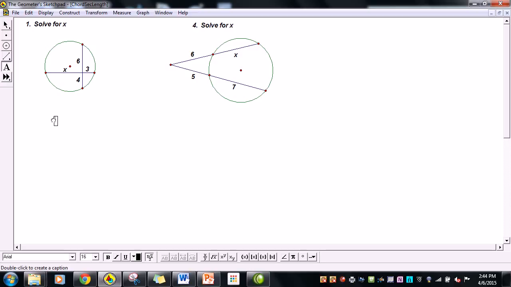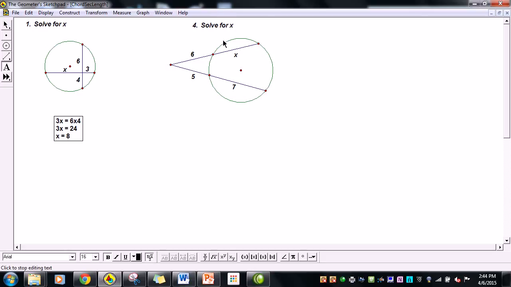Right? So I'm going to use a chord rule to get 3 times x, piece times piece, equals product of the pieces of the other chord. Right? Or 3x equals, when I multiply 6 by 4, which means x is 8. Okay, so this length here would be 8 centimeters, or 8 inches, or 8 feet, or 8 units.